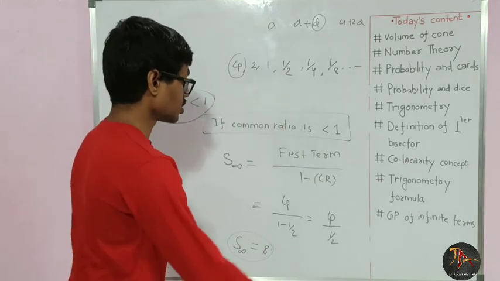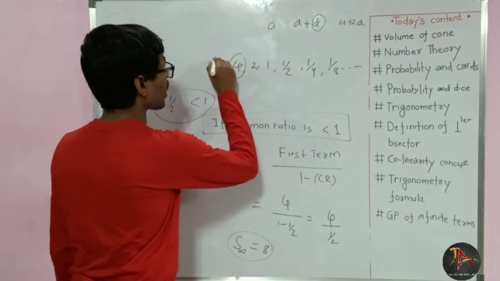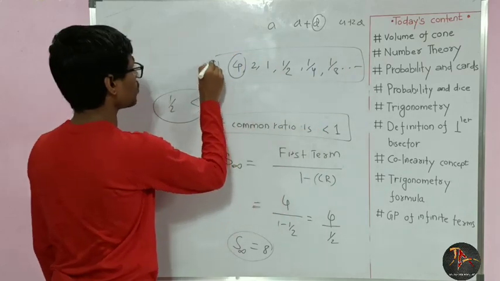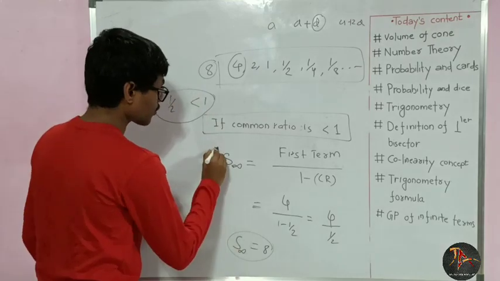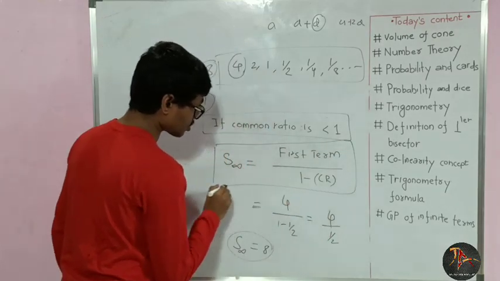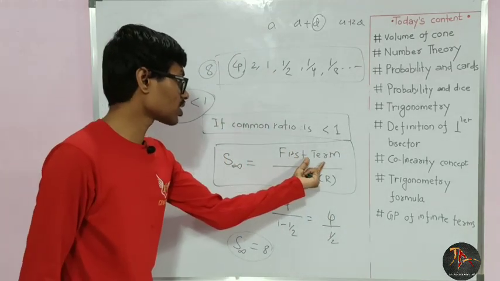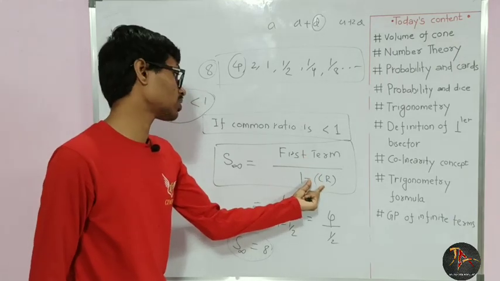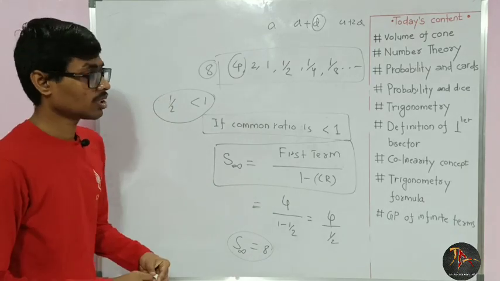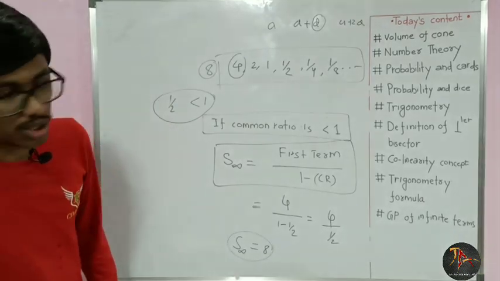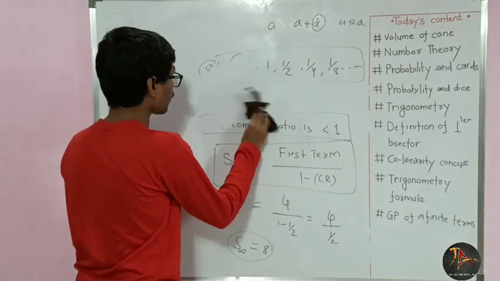So for this series, the sum of infinite terms is 8. Now we have to remember the sum of infinite terms as first term divided by 1 minus common ratio, if the common ratio is less than 1. Now based on this concept, they have given one question.